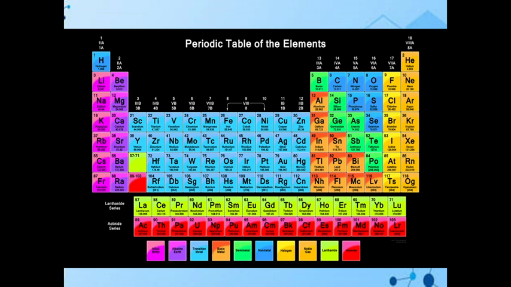Okay, so this is the periodic table of elements. We have the legend here: alkali metals, alkaline earth metals, transition metals, basic metals, semi-metals, the halogens, the noble gases, the lanthanides, and the actinides. This part here is the non-metals.